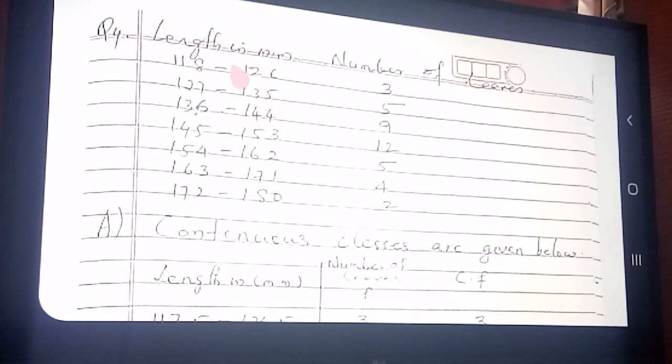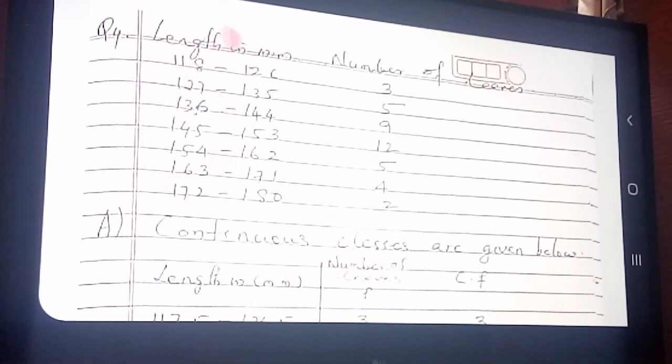Okay, got the answer? See here, 118 to 126. Here how much came? 127. Is it coming continuous? No, there is a gap in between. For example, if any leaf's length is 126.5, where will you mark it? So the 126.5 is not here. So when this type of question comes, you have to make a continuous frequency table.